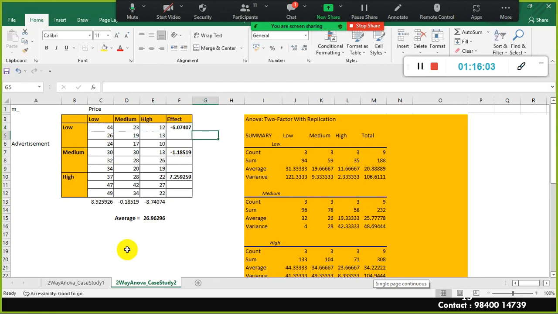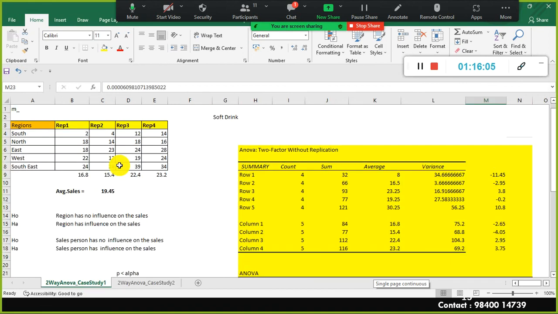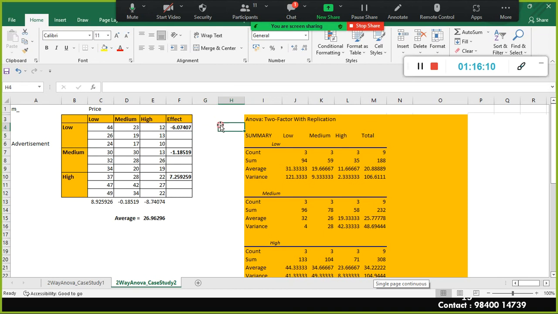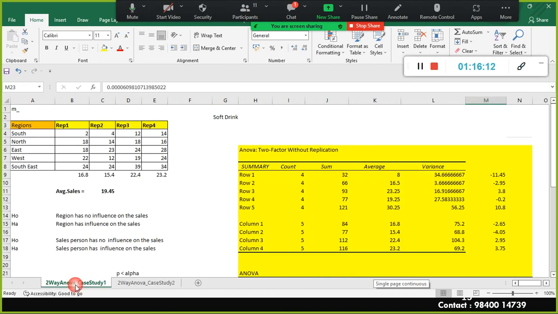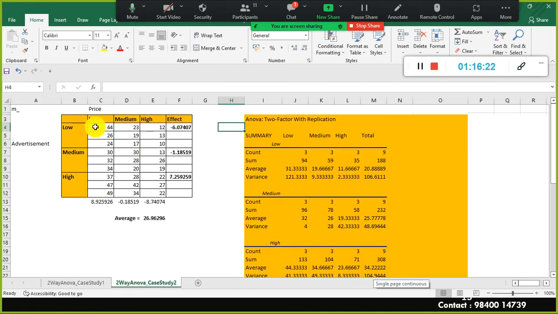So why do we call this with replication? Here we call this two-way Anova without replication. Here we call it two-way Anova with replication. See here, if you look at the two factors, south region and rep 1, we have only one record for each row for this column, right? But for these columns we have more than one record. So we have noted the values at three different points in time.